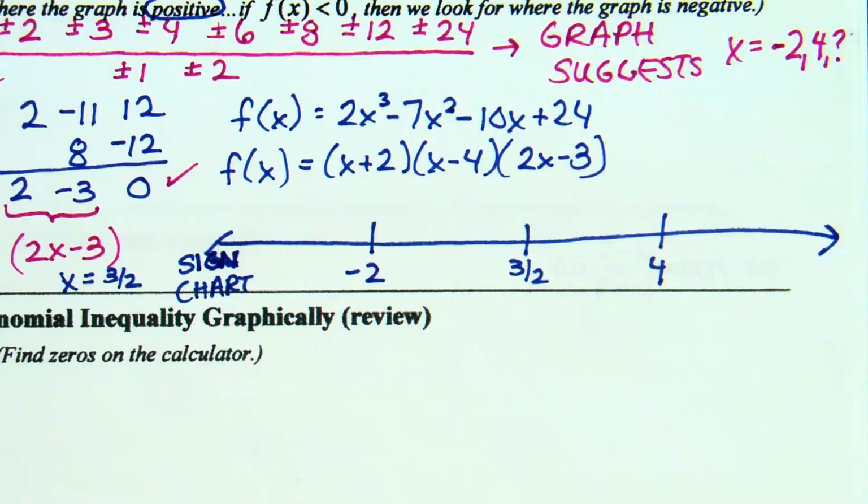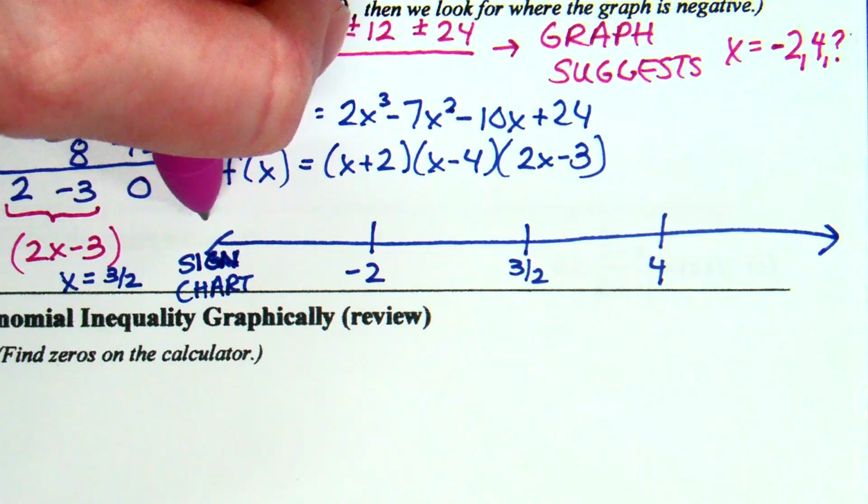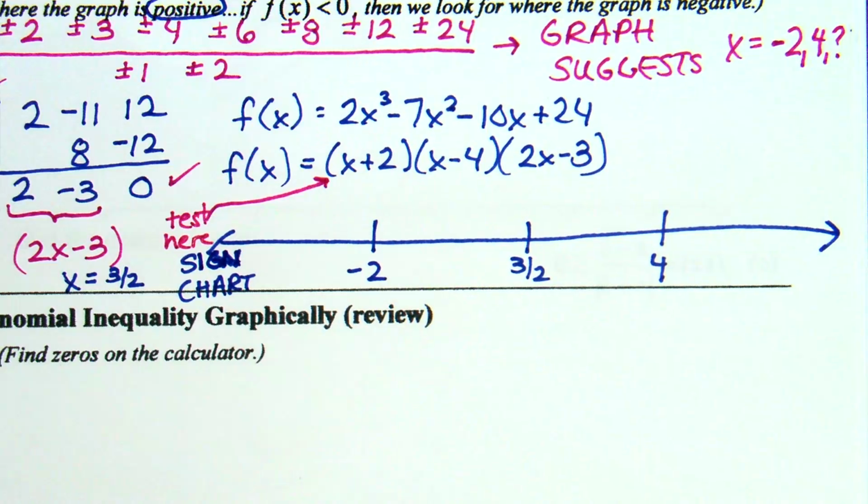That was the whole point of synthetic division, is it gave me the zeros, and it also is going to give me an equation I can plug into. So as I pick test values, I'm going to test them in this factored equation. Okay? Like the previous problem.